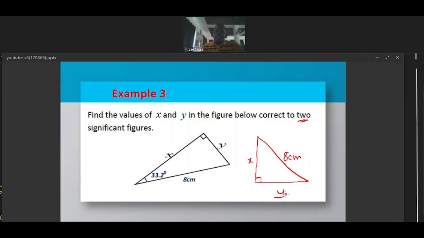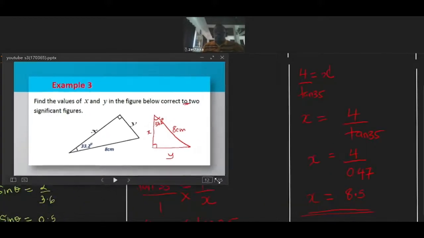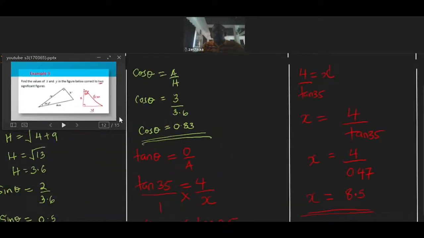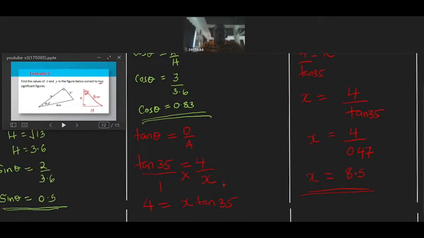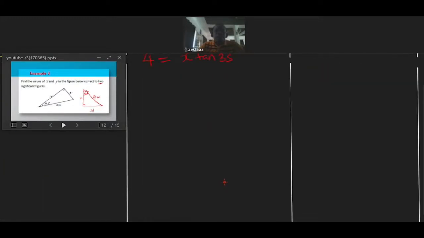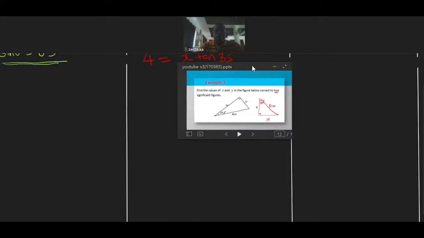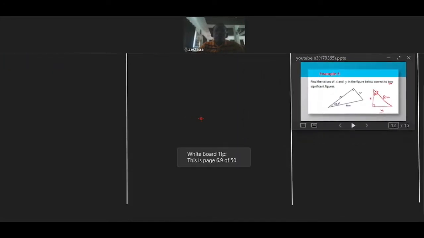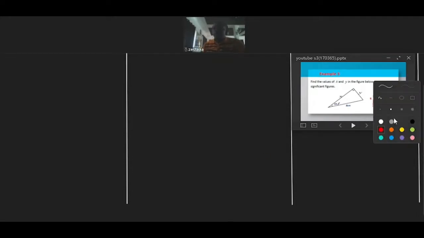And then finally we have 33.2 degrees over there. So when we redraw it, you can easily know which one is the opposite, which one is the adjacent, and which one is the hypotenuse. We still use the same method. Please keep the other method of tan and cos with you. Don't leave it out. It's very helpful when you're working out your numbers.